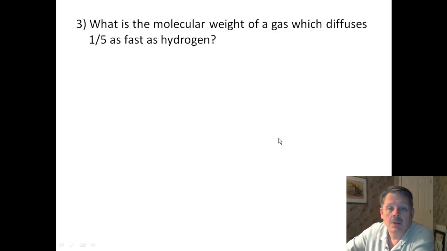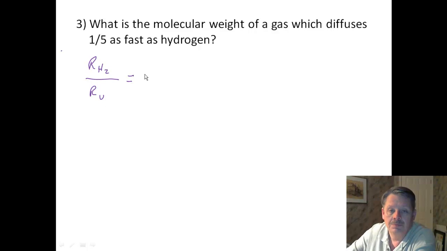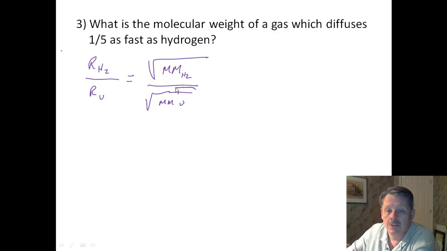All right. What is the molar mass, or the molecular weight, of a gas which diffuses 1/5 as fast as hydrogen? Right, well, let's do our rates again. The rate, let's say that's hydrogen, compared to the rate of my unknown, is equal to the square root of the molar mass of hydrogen, divided by the square root of the molar mass of my unknown. This is what I'm trying to calculate.